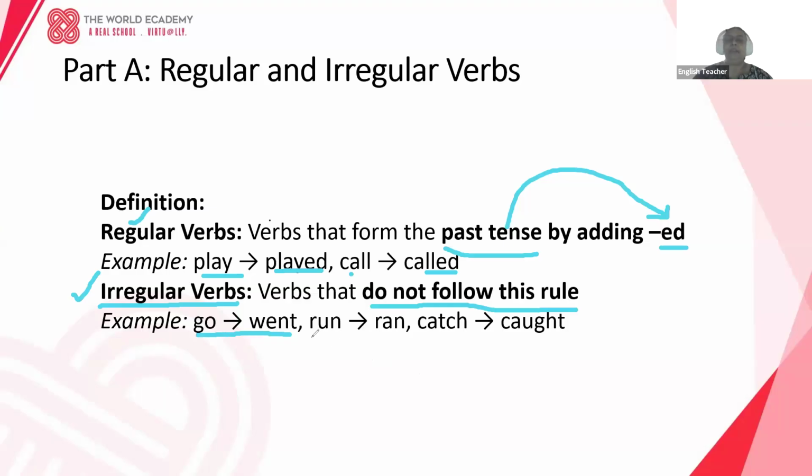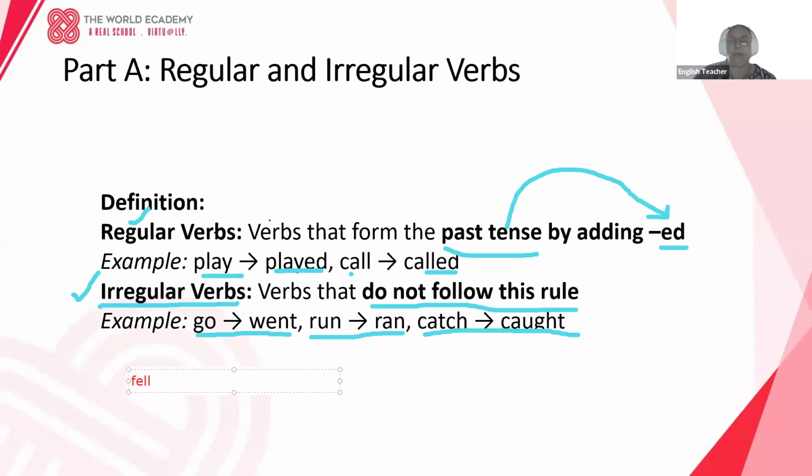Wow. Run. I ran immediately when I saw my father. Ran. He's talking about something that has happened. Catch. Caught. The police caught the thief yesterday in the garden. Or maybe he was trying to steal something. Any other examples that you would like to tell me?